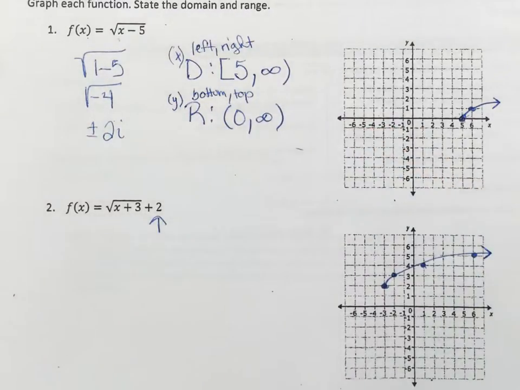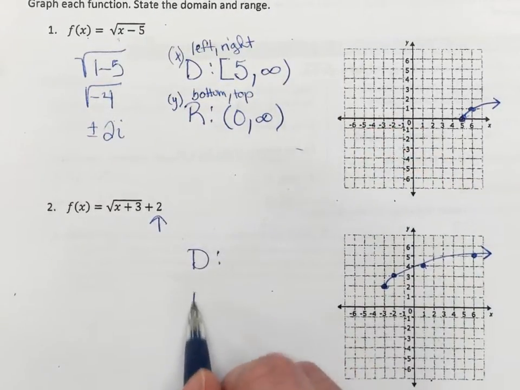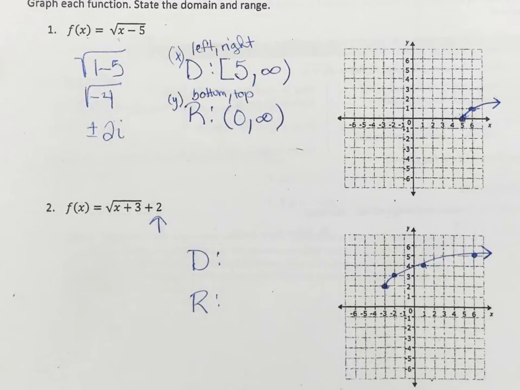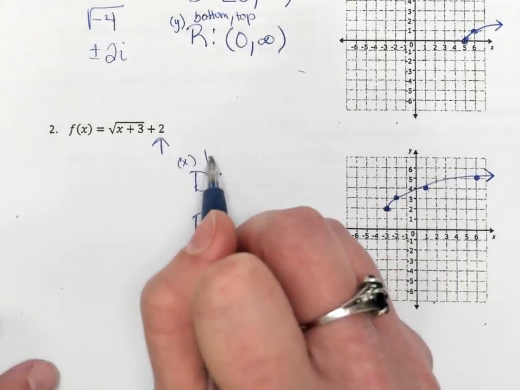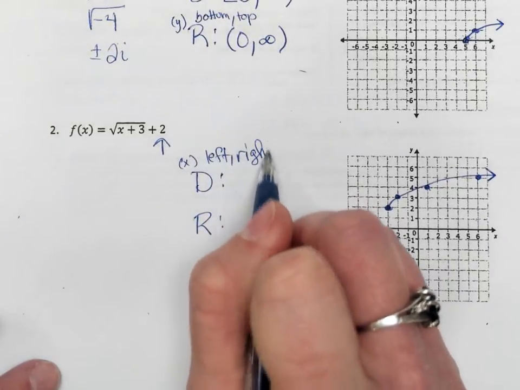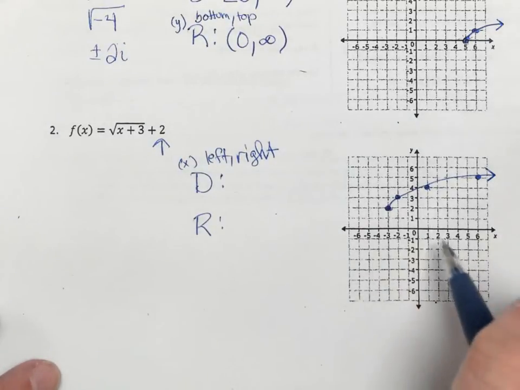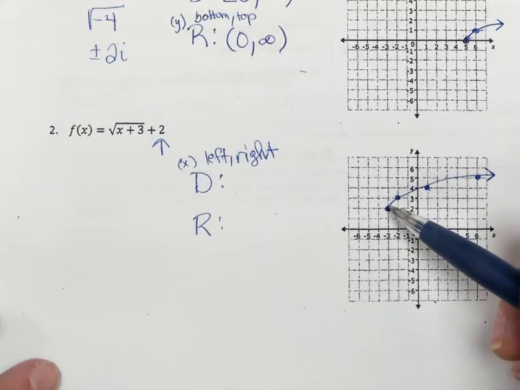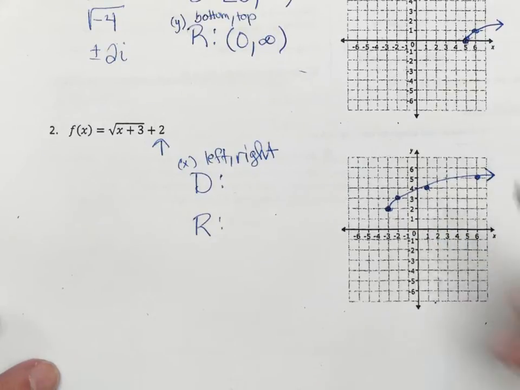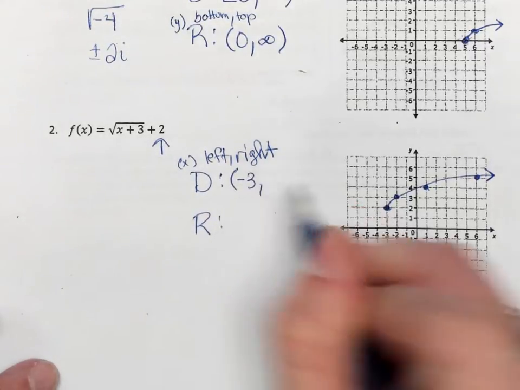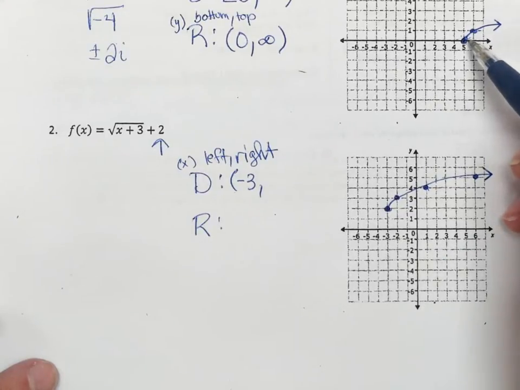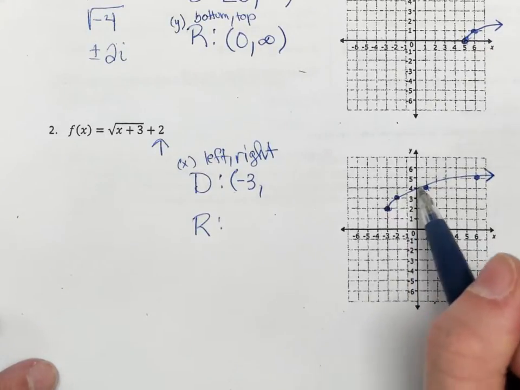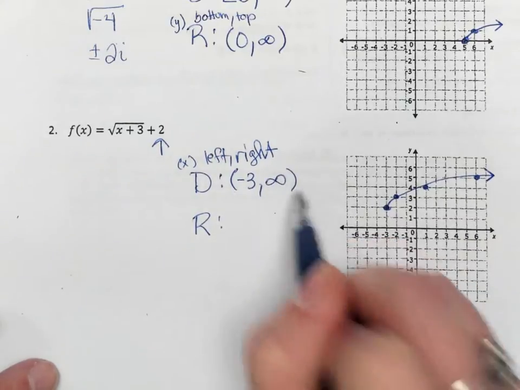Alright, let's do number 2. Alright, what letter is domain? It's the X. Alright, and it's from left to right. Okay, how far left did it go? Right there, that X value is -3. There you go. Did it hit -3? No, it didn't. It's hovering above it, but it doesn't actually hit it right there. See how this one actually hit it right there at 5? Alright, and then how far to the right does it go? Positive infinity. There you go.